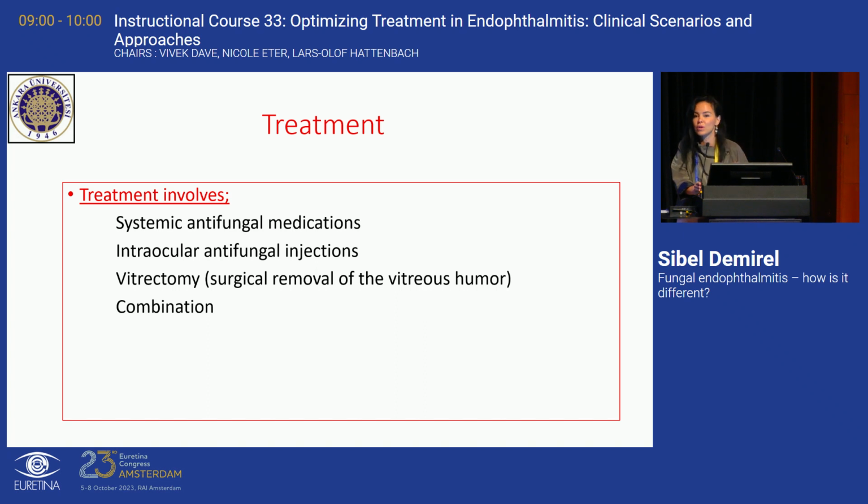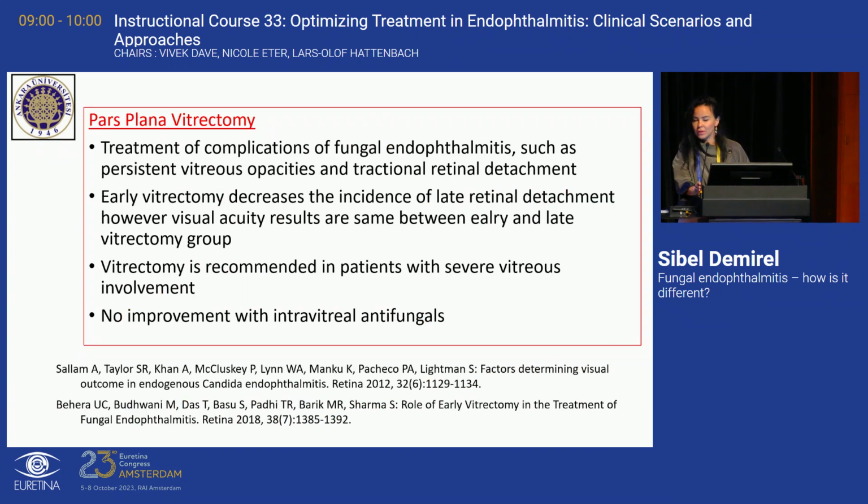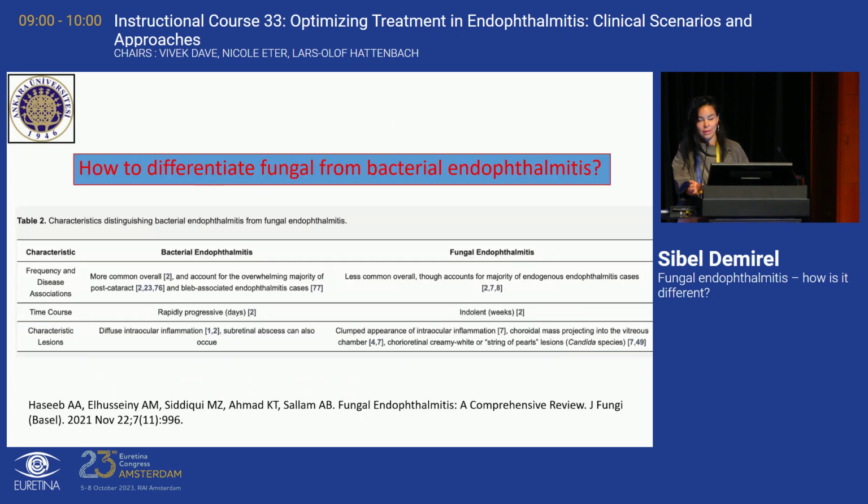Treatment involves all of them, but please look at the first one. Systemic antifungal medication is essential for these cases, in contrast to bacterial endophthalmitis, where it's not. Mild cases with flat lesions can be treated with systemic antifungal therapy alone, but if the patient has raised retinal lesions and more significant involvement of the vitreous, it should be treated with combined therapy. Pars plana vitrectomy is always a choice, and poor visual acuity and central involvement at the beginning strongly predict sustained vision loss.